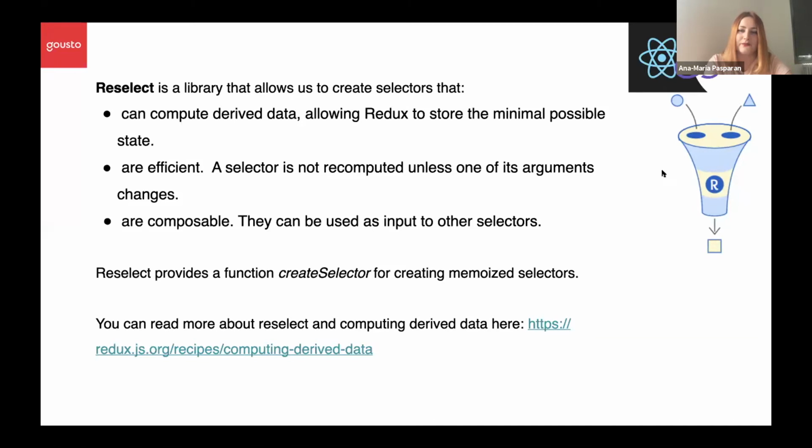And I would like to just point you to this image on the corner. It's just like a child game. You just put together a circle and a triangle, and reselect will output a square. So that's kind of the magic that reselect will do. Reselect provides you this function createSelector in order to create memoized selectors. If you want to read more about this, the Redux official website has more details.